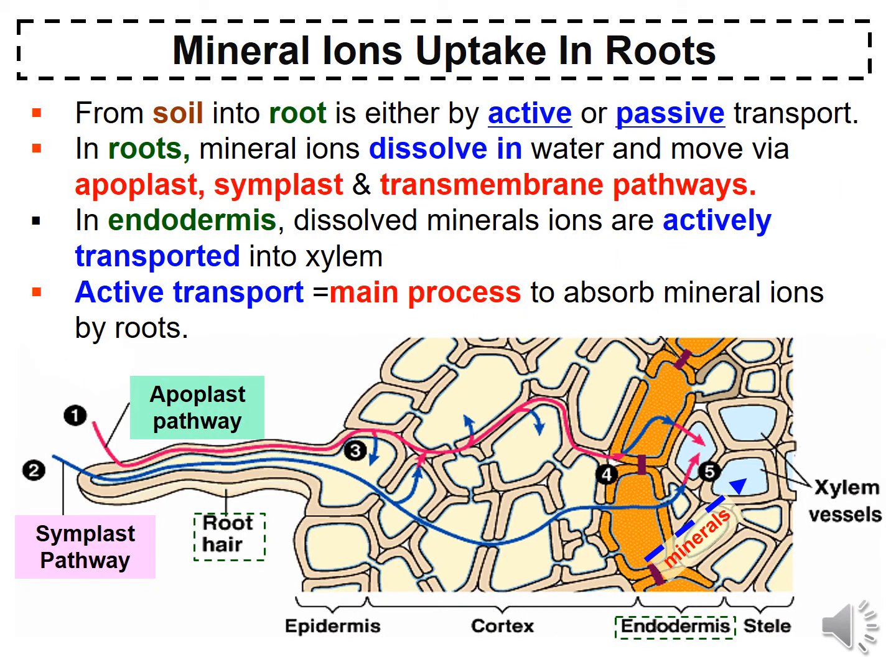Mineral ions are transported from soil into roots by either active or passive transport. In roots, mineral ions dissolve in water and move via apoplast, symplast or transmembrane pathway. In the endodermis, dissolved mineral ions are actively transported into the xylem. Active transport is considered the main process to absorb mineral ions by roots.